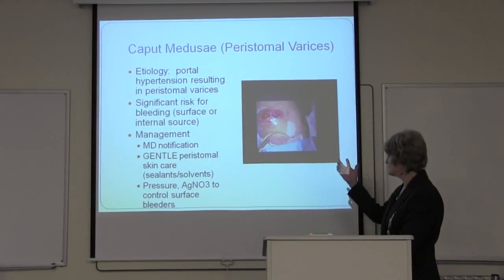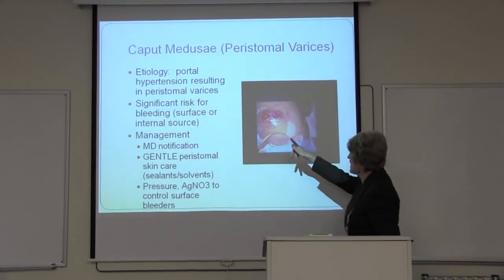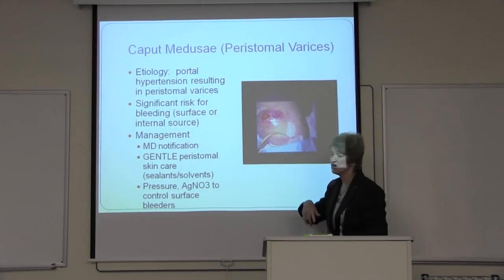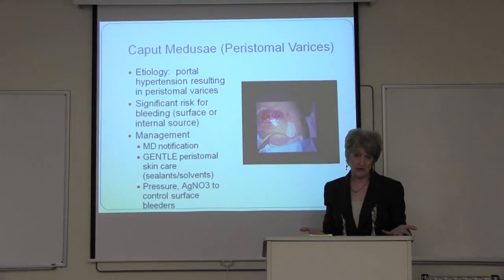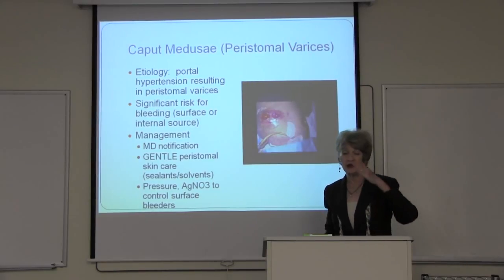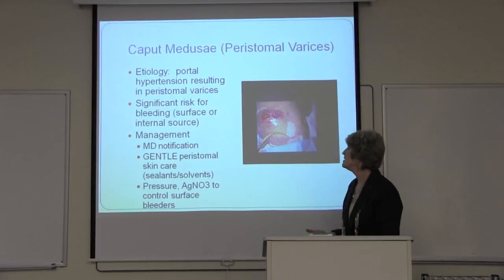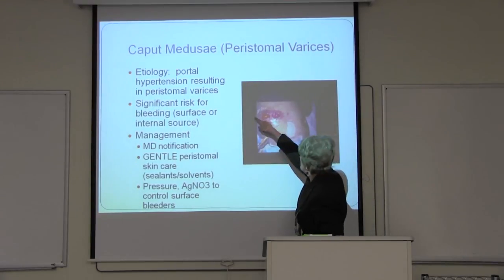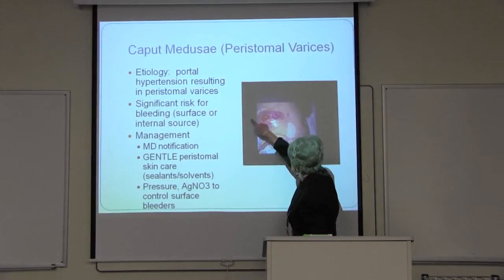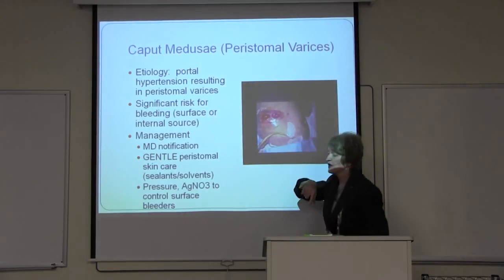Caput medusae, peristomal varices. This was a child who had biliary atresia, portal hypertension, so significant scarring in the liver. It created a lot of back pressure to the veins that were trying to deliver blood from the GI tract to the liver. As a result, the child developed varices, varicosities all the way around the stoma.